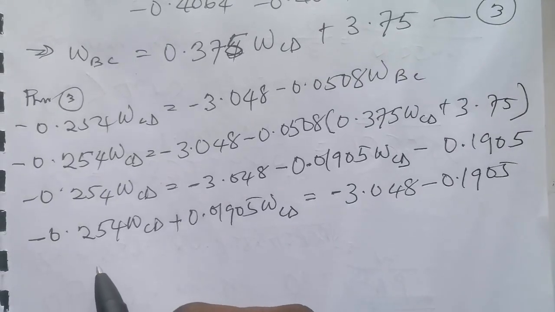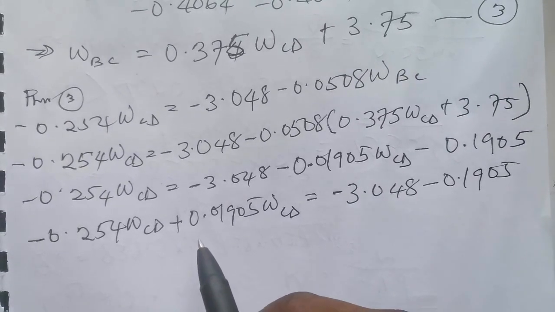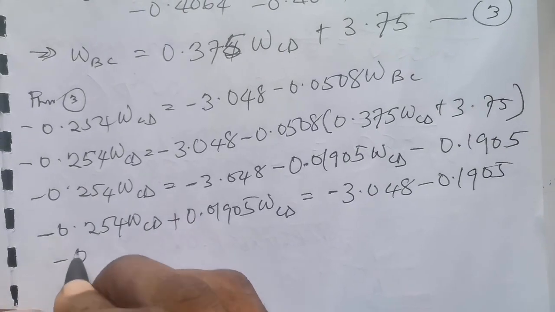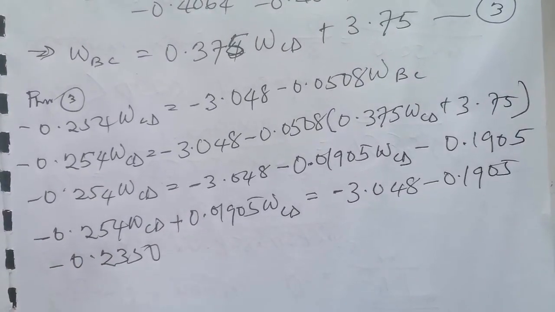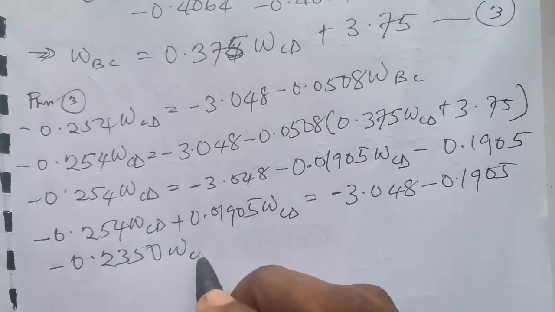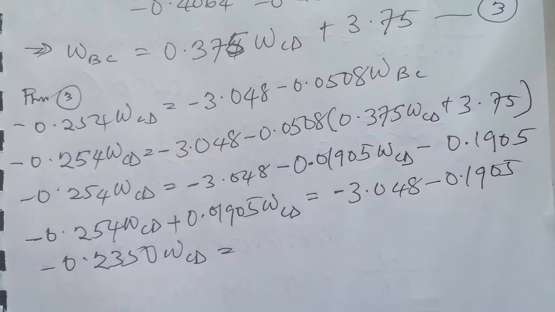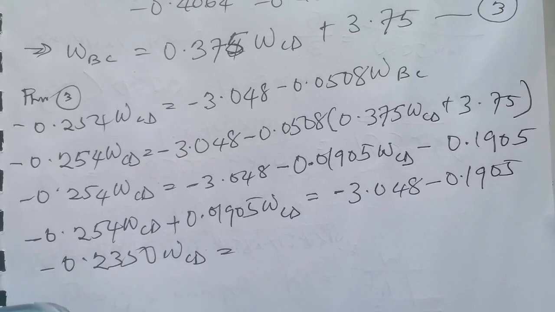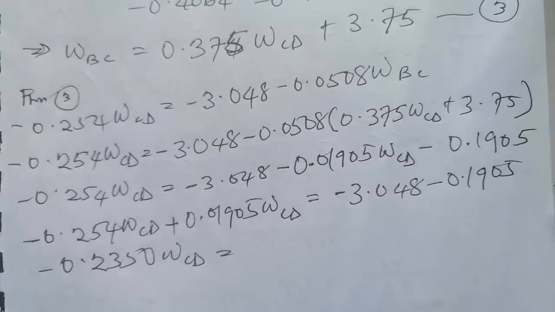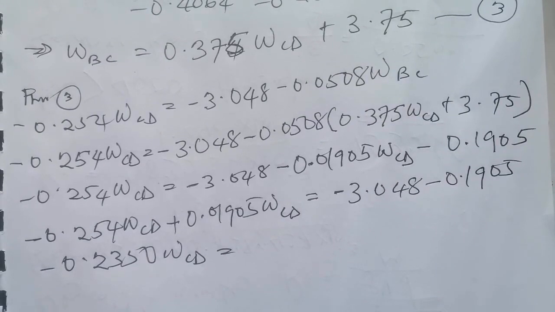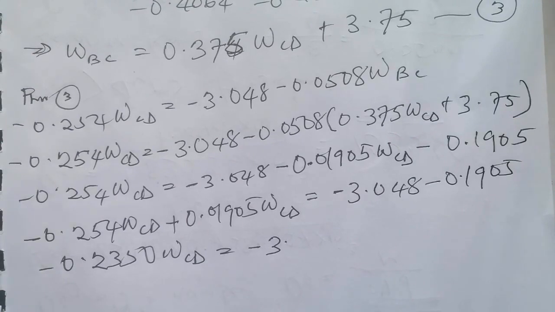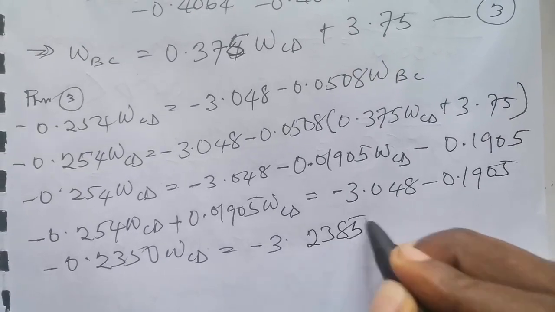So minus 0.254 omega CD plus 0.01905 gives us approximately minus 0.2350 omega CD, and this is equal to, over here we have minus 3.2385.